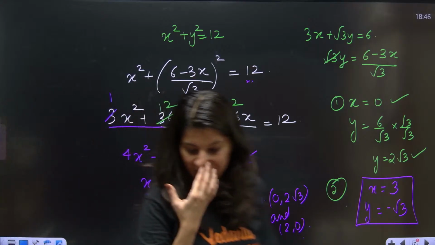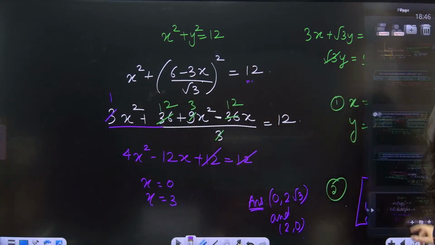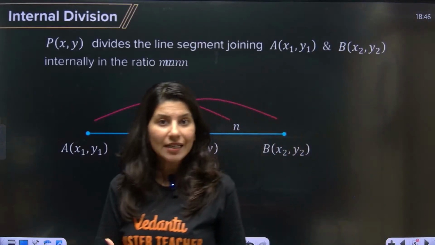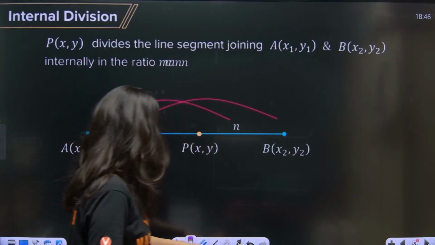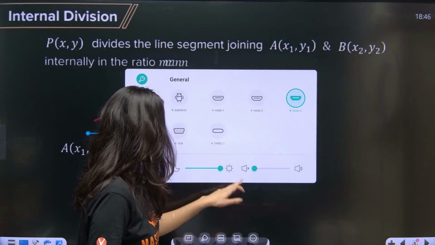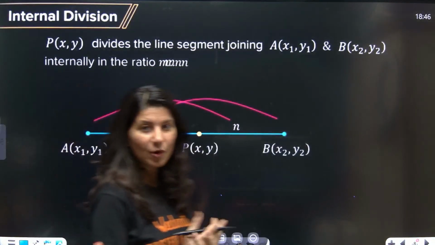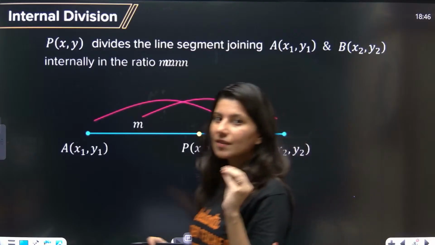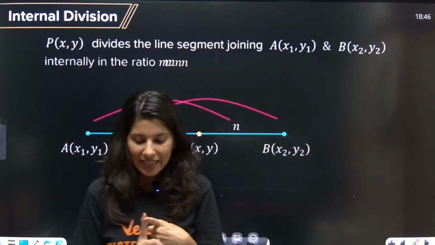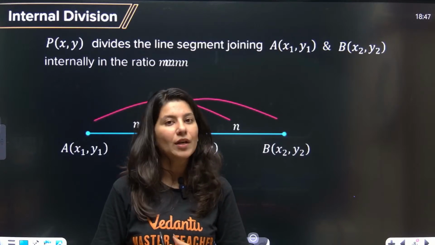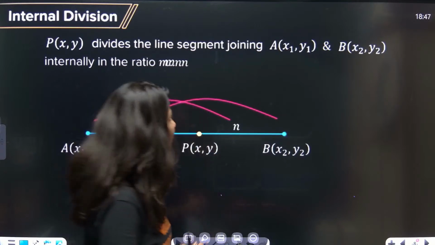All right. Let's move on to the next topic, which is nothing but internal division, or you can say the section formula. So this is the topic, section formula. Now, what is the section formula? What happens in the section formula? There are two things in the section formula. First one is internal division, and second one will be what? External division. Let's talk about internal division.